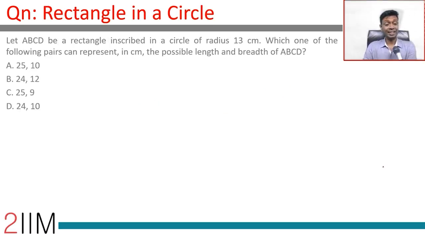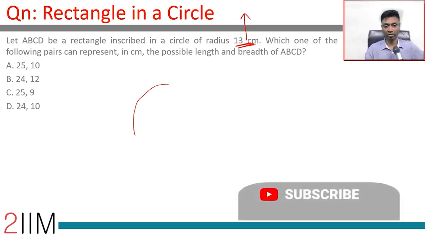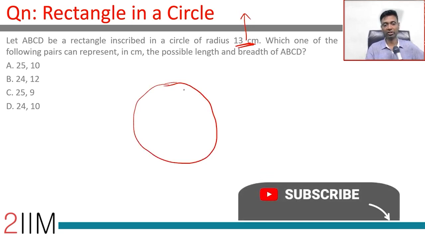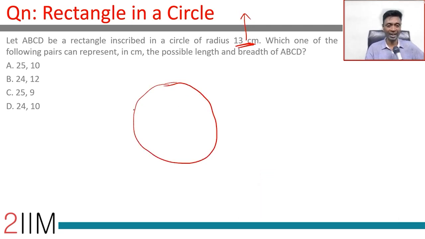Let ABCD be a rectangle inscribed in a circle of radius 13 centimeters. Oops, 13 centimeters, radius, circle. This gives me a lot of joy. I love 13 centimeters, and you'll kind of see why. The moment I see 13 centimeters, I'm jumping up and down with joy.